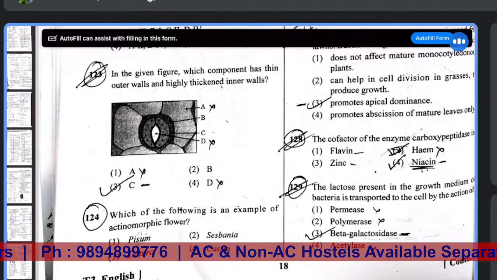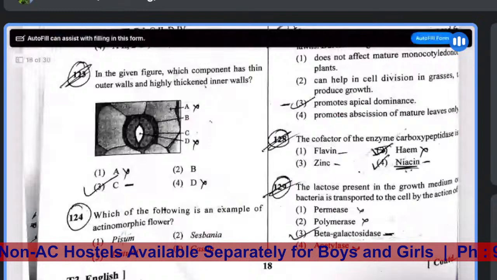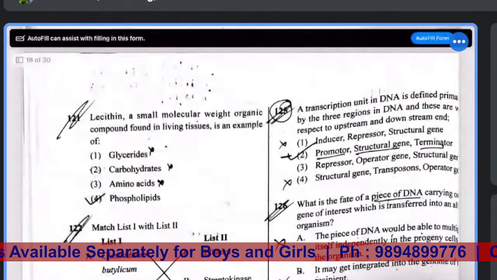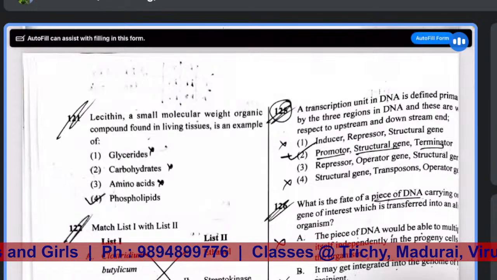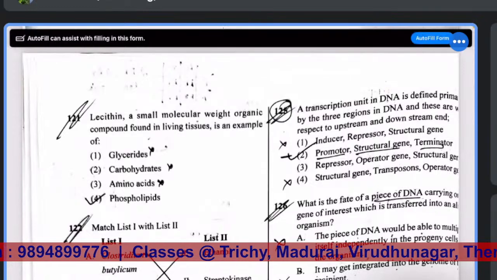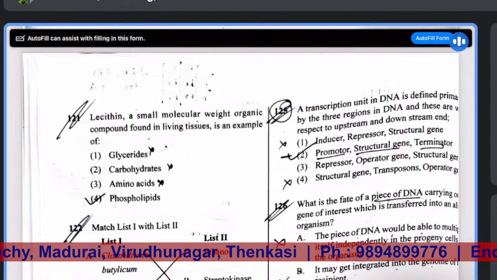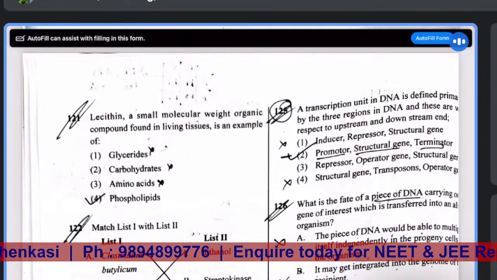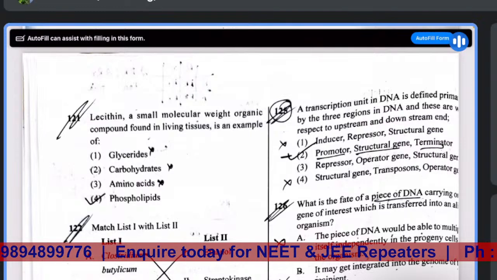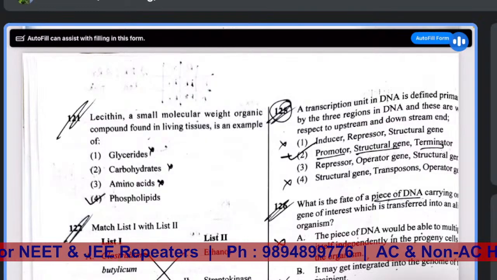Okay. Then question number 125. A transcription unit in DNA is defined primarily by 3 regions in DNA, with respect to upstream and downstream end. So you have to see transcription unit. A transcription unit consists of 3 primary regions: promoter region, structural gene region, and terminator region. That's all. This is directly given in your NCERT book, right? So it is option 2 for question number 125.